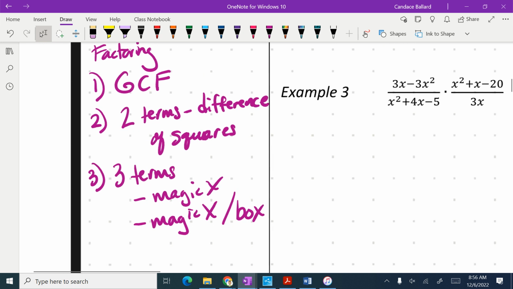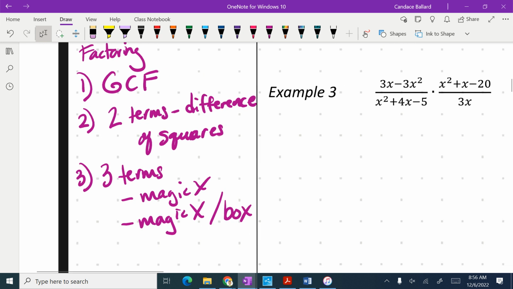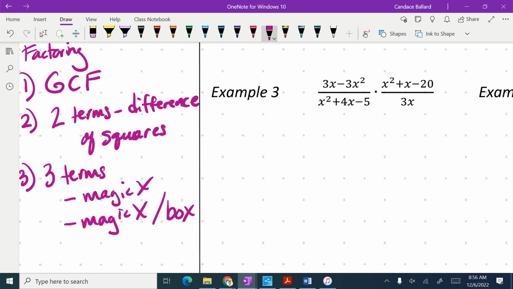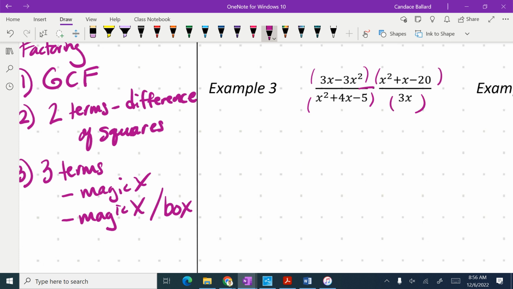This is no different than what we were doing yesterday in class, except that there's more factoring to it. So I could put parentheses around these and connect this. Now it's a simplifying problem. I just have a lot of factoring to do. So I'm going to draw one nice big giant fraction bar, and I'm going to start looking at factoring. So I'm going to start with this one right here.